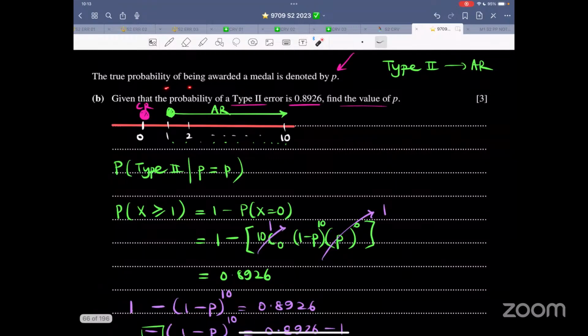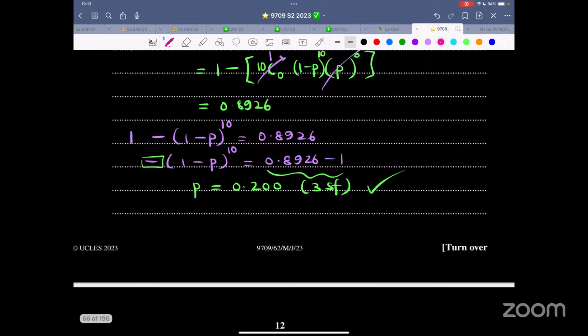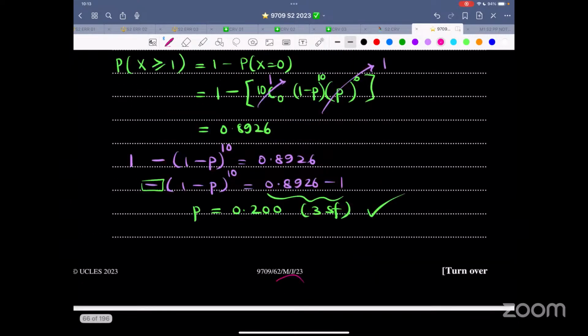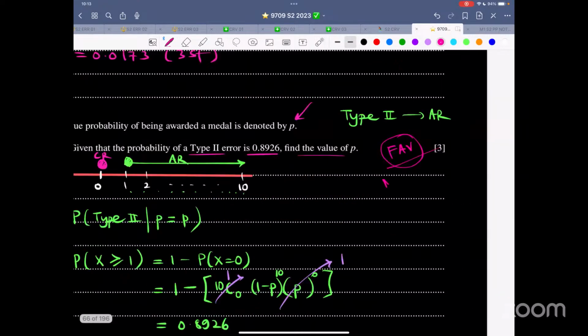The true probability of being awarded a medal is denoted by P. Given that the probability of a type 2 error is this much, find the value of P. Now, that is again a very nice question, one of my favorite questions. This one was a real game changer paper that I'm making you solve, which is May, June 2023, variant 62. So do have a look at it later. That is a very, very nice paper.